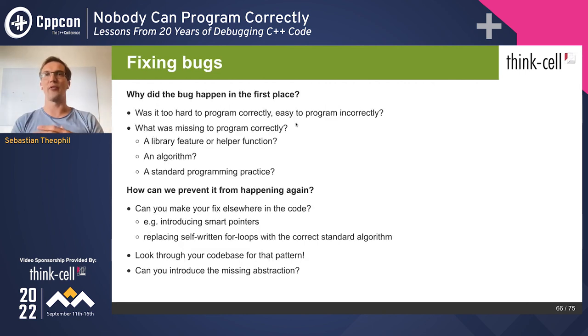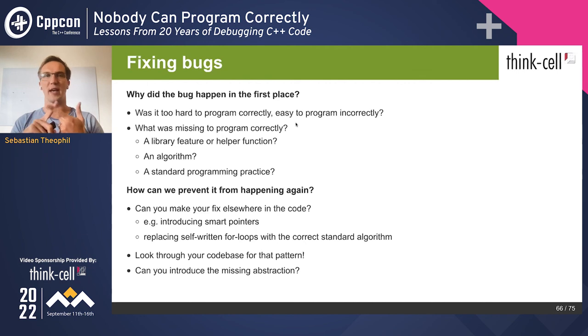And then ask yourself, why did that bug happen in the first place? Was it hard to program correctly and too easy to program incorrectly? What was there missing for you? Was there a library feature missing, an algorithm? Was there a standard programming practice missing in, like, your company guidelines maybe? And can you prevent that bug from ever happening again?